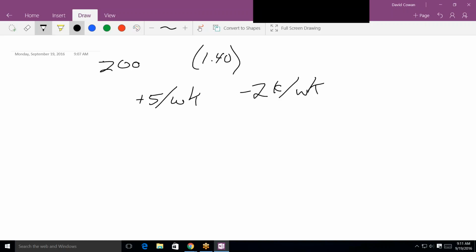Let me think about this for a minute. This is a pretty unusual problem. Really? Well, yeah, I can't say that I've run across this, but that's typical of Kent. So let's see, the pig weighs 200 pounds, it's gaining 5 pounds per week. You can sell it for $1.40 per pound, but it's losing 2 cents per week.